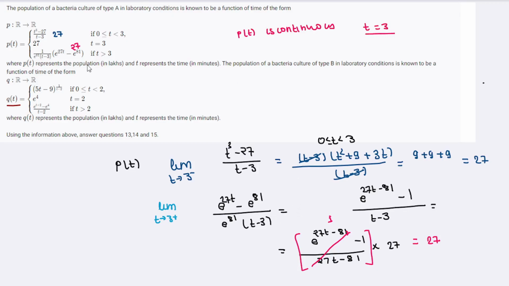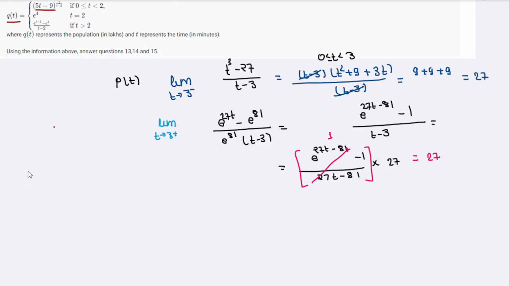Similarly we have to check whether q of t is continuous or not. So we will compute the limit as t tends to 2 minus of (5t minus 9) to the power 1 divided by t minus 2. Since when t approaches 2, it will be in the form of 1 to the power infinity, we can write this function as (1 plus 5t minus 10) to the power 1 divided by t minus 2.